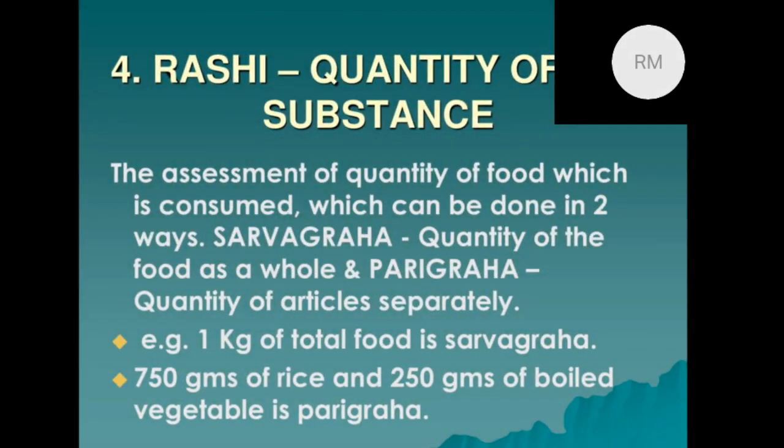The fourth point is the quantity of the substance. So the assessment of the quantity of the food which is consumed can be done in two ways. There are going to be some Sanskrit terms.